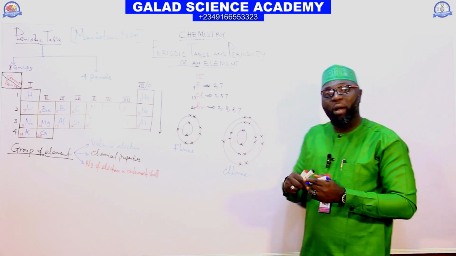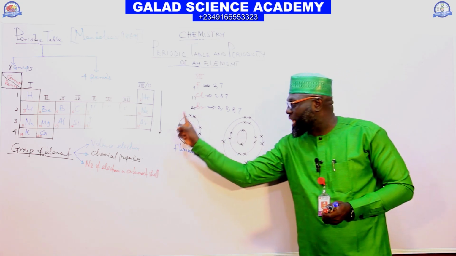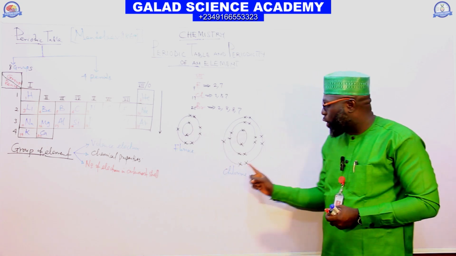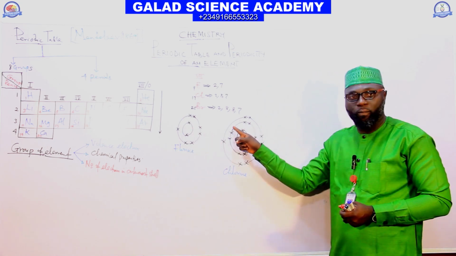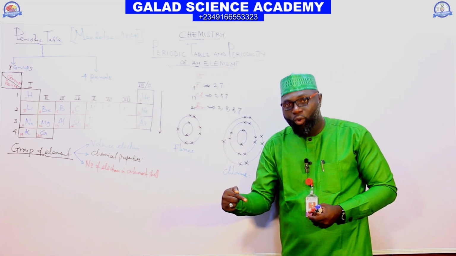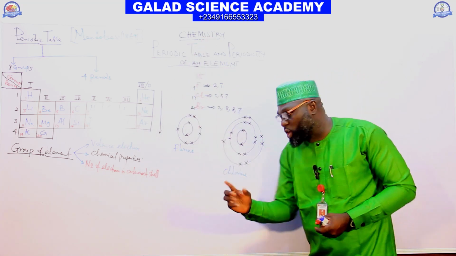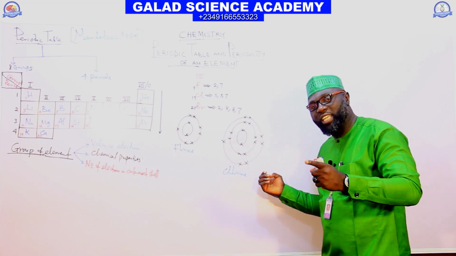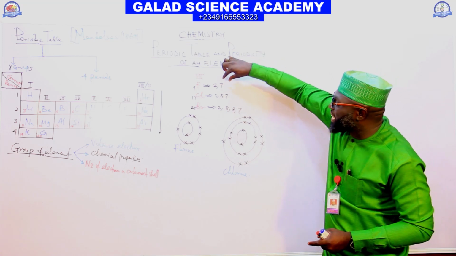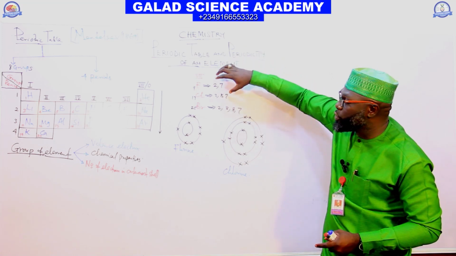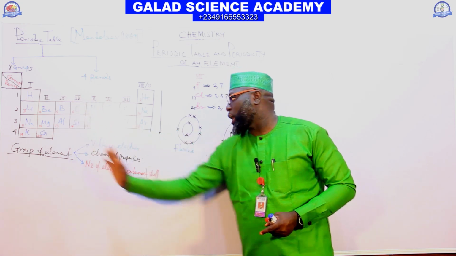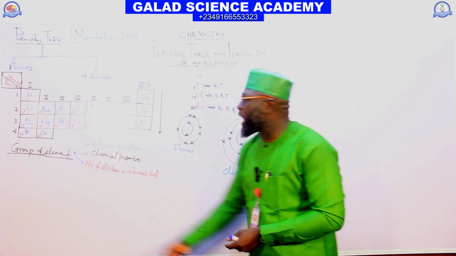If you look at the number of electrons in the outermost shell of fluorine, it is 7. Of chlorine it is also 7. So all the elements of the same group must have the same number of electrons in the outermost shell. They must have the same chemical properties. So the valency electron is what they use to place all the elements into their group.